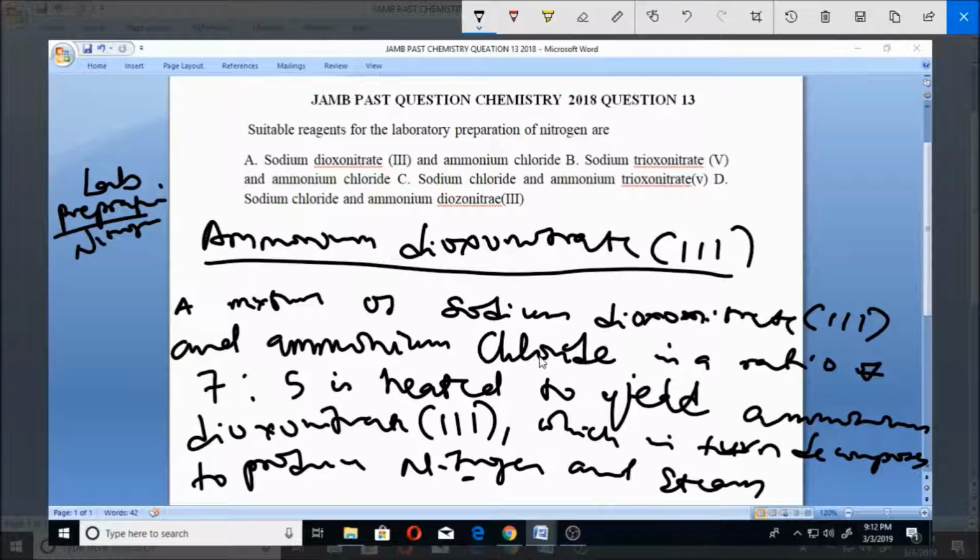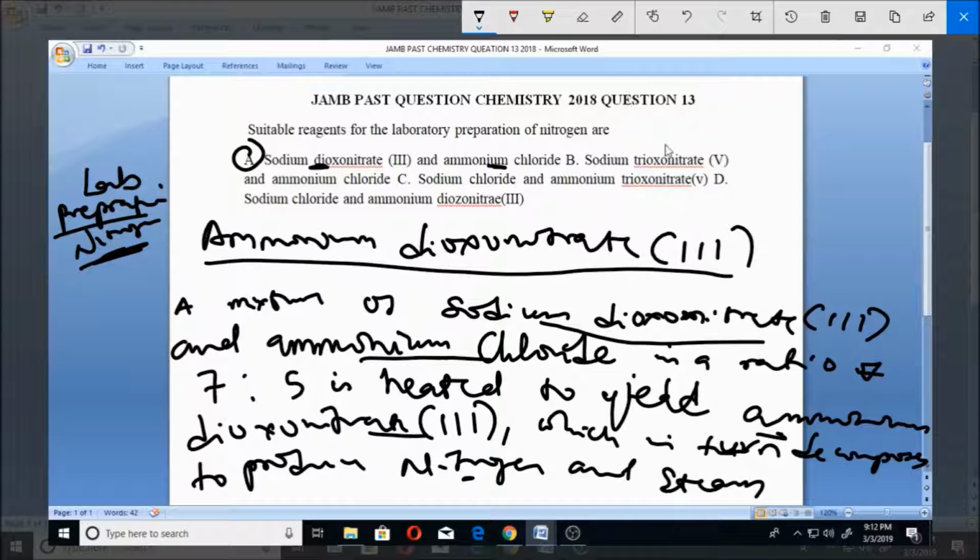So you can see here we have sodium dioxynitrate 3 and ammonium chloride, and that makes option A the right answer, because the mixture of sodium dioxynitrate 3 and ammonium chloride in the ratio of 7 is to 5 produces ammonium dioxynitrate 3, which decomposes to give nitrogen and steam. So that is the laboratory preparation of nitrogen, and you can find this under nitrogen and its compounds.